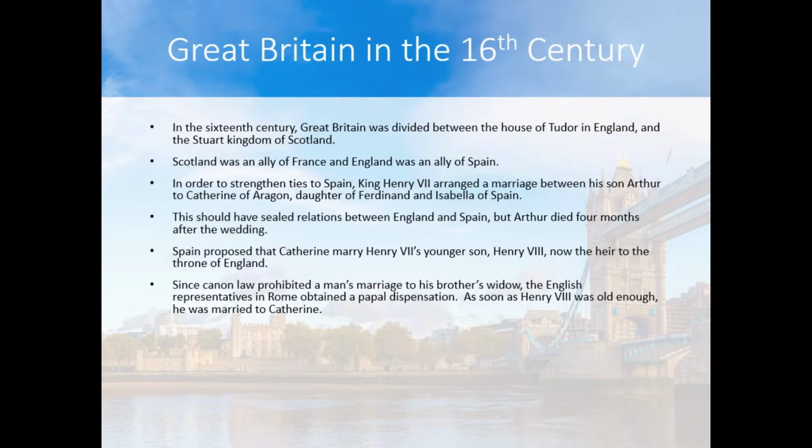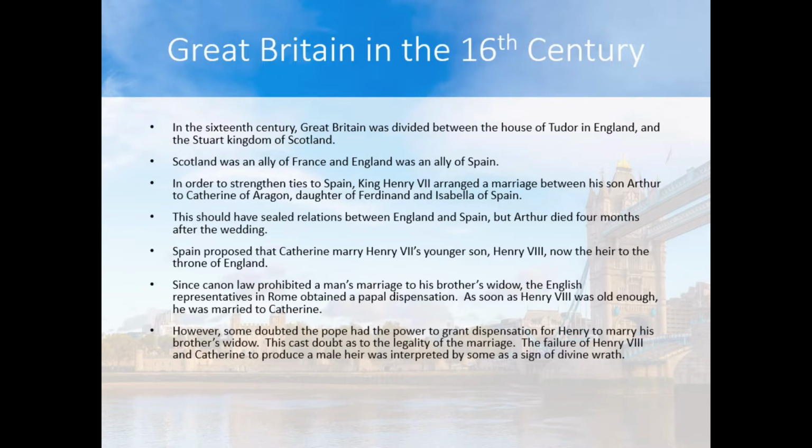Well, obviously that's not quite how it turned out. The first problem was that some doubted the Pope had the power to grant dispensation for Henry to marry his brother's widow. There were those who said, well, wait a minute, it doesn't matter whether the Pope said it's okay. You still can't do it. The law says it's not okay. And this caused there to be some doubt about the legality of the marriage. So you've got people talking about, well, this marriage isn't even legal.